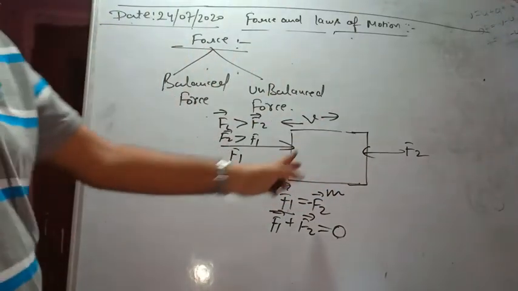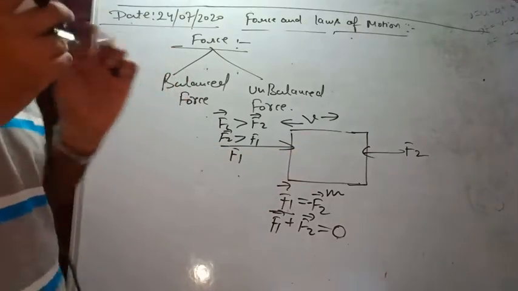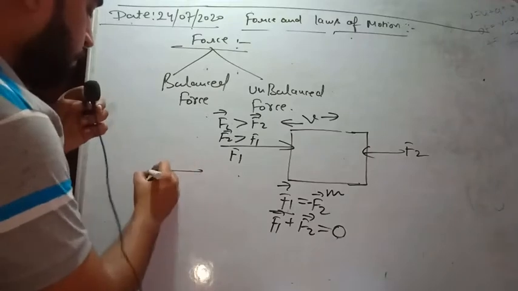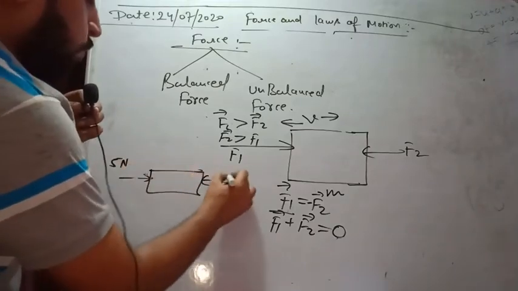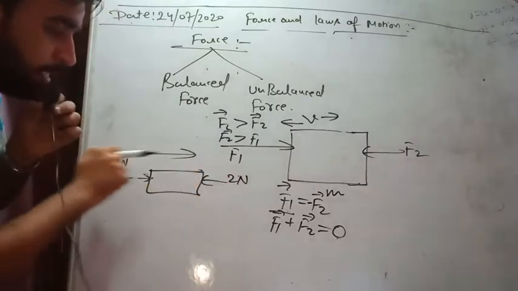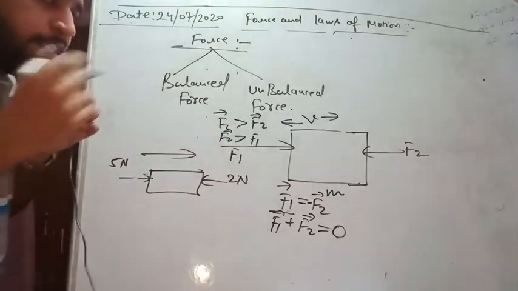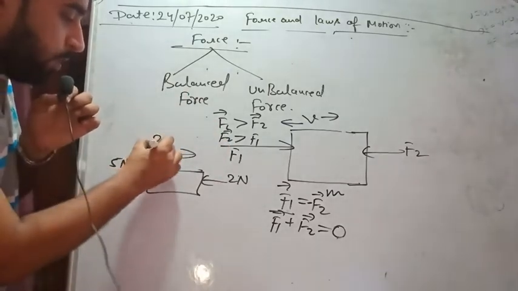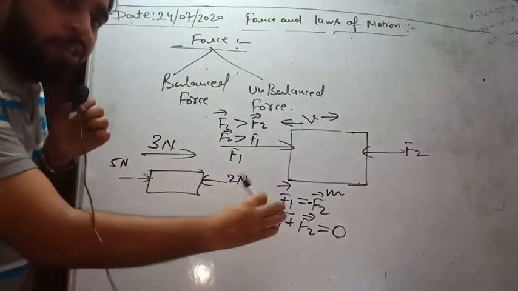So here we found that the resultant of all the forces acting on the block is not zero. For example, suppose on this block we apply a force of 5 Newton from here and 2 Newton from here. So what will happen? This block will move in this direction. By what amount of force will it move? The answer is 3 Newton. How 3 Newton? Here 5 Newton, here 2 Newton.